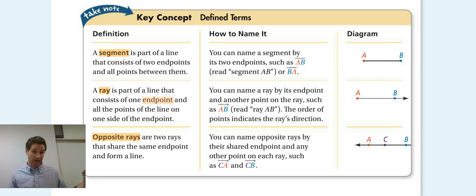Opposite rays. Now you're looking at this picture and you're like, Mr. Smith, that looks like a line. Are you dumb? Well, we aren't dumb. You could actually call a line by two opposite rays, where they have one starting point and they go in opposite directions forever. So a lot of times lines can sometimes be called opposite rays.